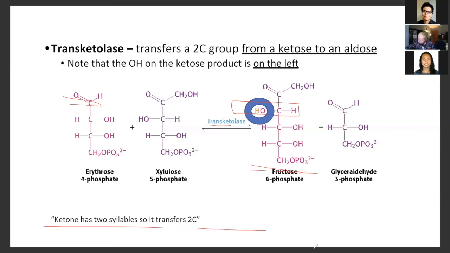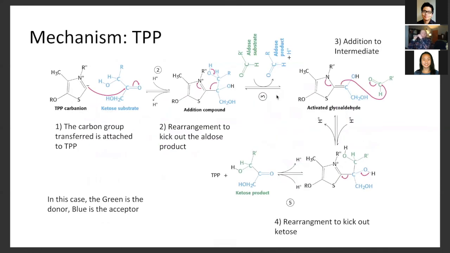I put in here a mnemonic in case you want to remember. Transketolase transfers 2 carbons and it points to the left. The opposite reaction is what's called transaldolase. On the other hand, this is the mechanism of transketolase. Essentially, we use TPP. Do you need to memorize this pathway by heart? No, but I would recommend to write it in your cheat sheet.